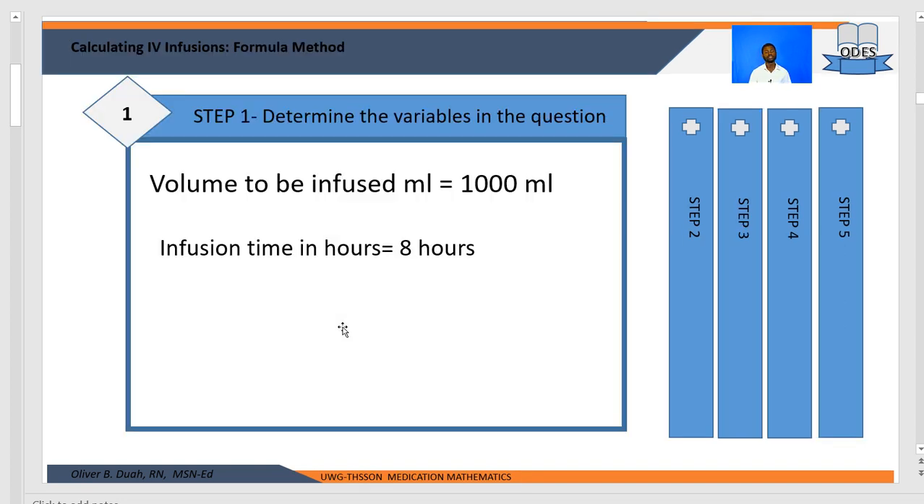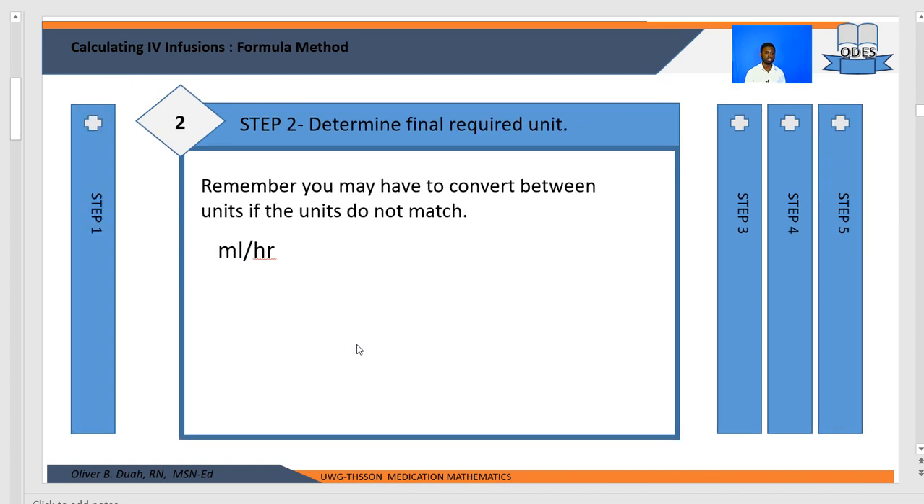Alright, so let's go through our 5 steps. Step 1, we have to determine the variables in the question. Remember we said when we are doing any IV infusion rate calculations, we need the volume and then the time. So the volume given in this question is 1000, and then the time for infusion is 8 hours. Then we have to determine the final required units, and we know that we need this in ml per hour.